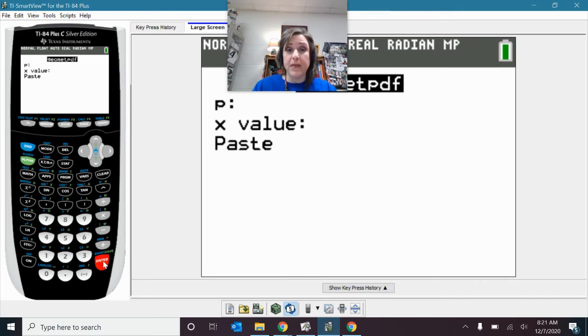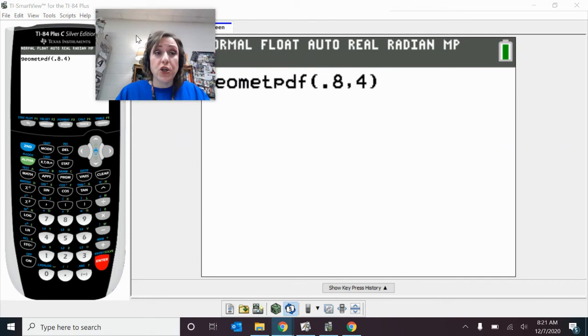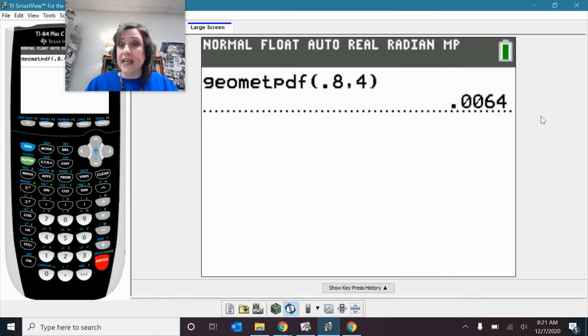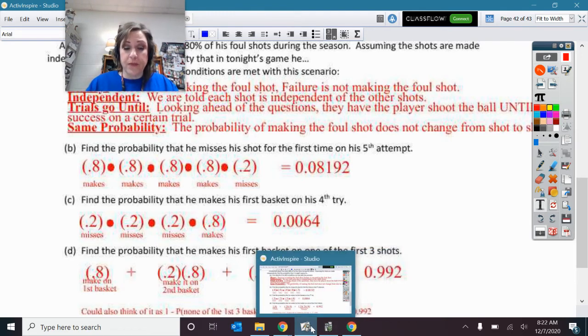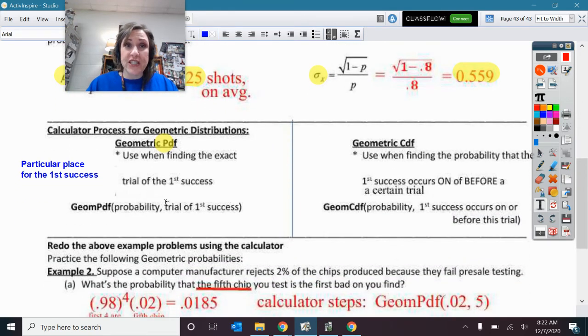Now, if you do not have a menu that shows up, then you do not have this screen, of course, but you would type in the probability of success. So we wanted that foul shot to be a success on the fourth trial. So we want 0.8, the probability of success, to occur on the fourth trial. For those of you who do not have a menu, yours looks like this: geometric PDF 0.8 comma 4. Then you hit enter, and voila, that is what we had gotten over here, this 0.0064 in part C. Okay, so again, doing the geometric PDF places the first success in a particular place.